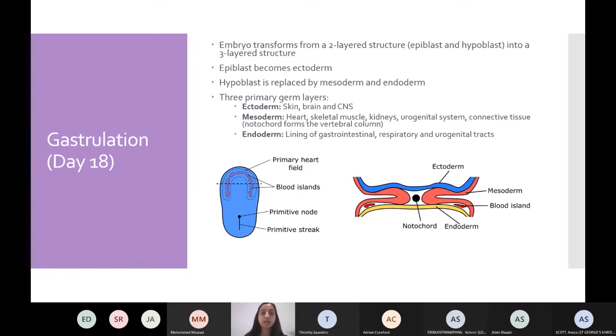So ectoderm, we think about outside skin, brain and CNS. The mesoderm is M for muscles, so heart, skeletal muscles, kidneys, things like that. And then the endoderm, which we talked about, was the lining of the inside things. That's how I tend to remember it. And essentially what this does is it orientates the embryo into head to tail, front to back, and it gives you that bilateral symmetry.